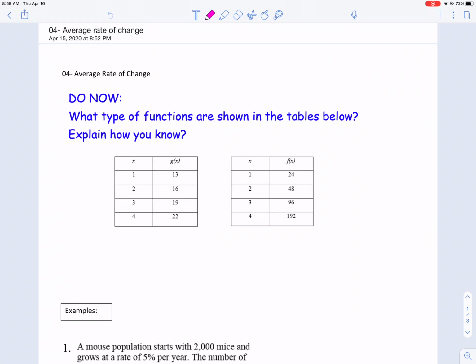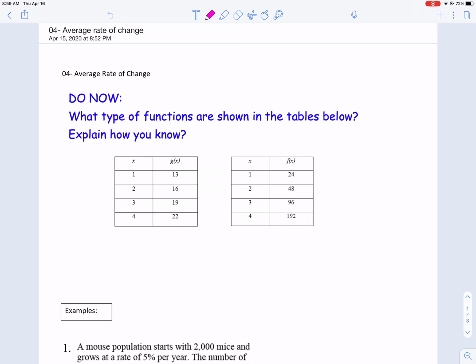Okay, everybody, we're on to our next lesson. We're up to number 4, average rate of change. Should be pretty easy for you guys. So first thing I want you to do is explain how you know what each table is representing, what type of function. So just to be clear, what are some types of functions? Linear, quadratic, exponential, different types of functions.